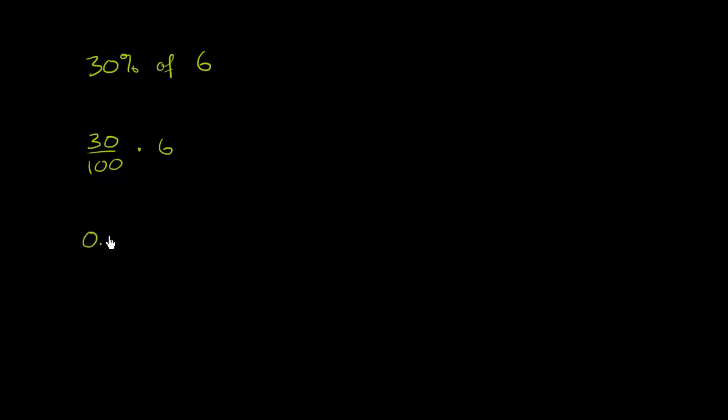So 0.30 times 6. And we could solve both of these and you'll see that we'll get the same answer. If you do this multiplication right over here, 30 over 100, and you could view this times 6 over 1, this is equal to 180 over 100. And let's see, we can simplify. We can divide the numerator and the denominator by 10, and then we can divide the numerator and the denominator by 2, and we will get 9/5, which is the same thing as 1 4/5.